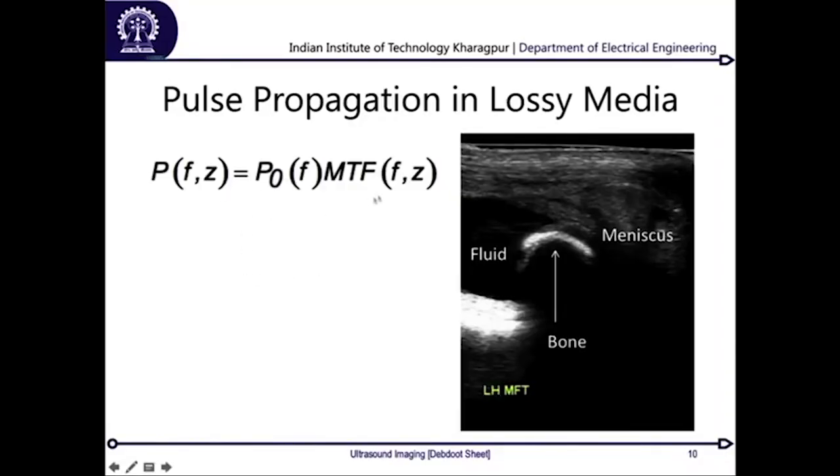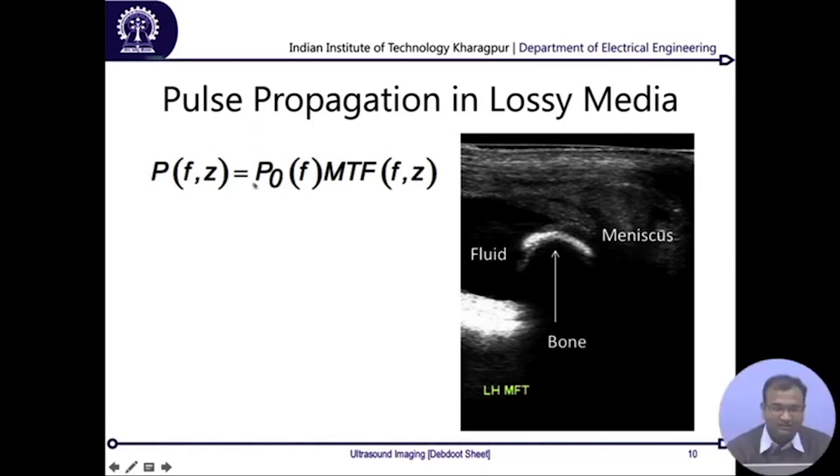Now, we define something called the material transfer function while the wave propagates through an ultrasound, and this is the relation between them. What this says is that P naught of F is the power of ultrasound at a particular frequency. This is very much dependent on the frequency of the transducer you are using. When it is being activated, if that is P naught, and at a distance z, so along this length is z which we had seen, at a particular point at a distance of z, what is the total power received? That is the product of this one multiplied by this material transfer function. This material transfer function has two attributes, the frequency and the z direction together.